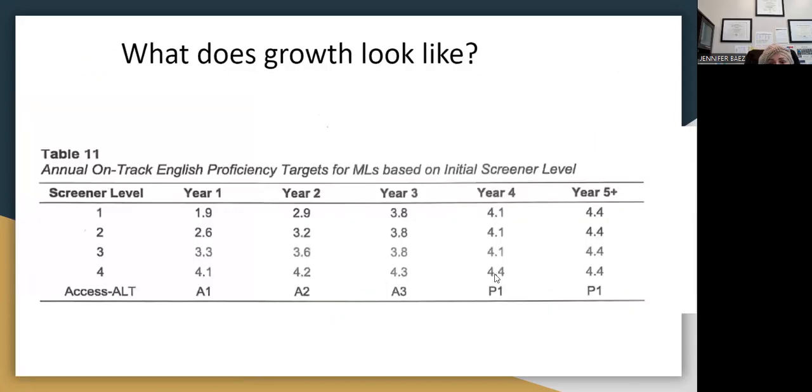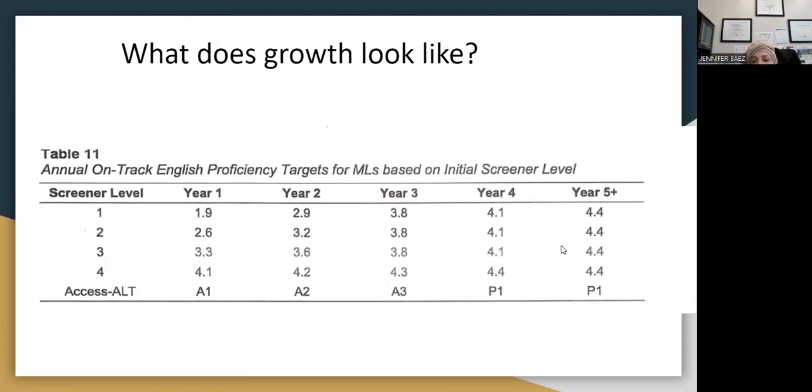So what does growth look like? For every student, it's a little bit different. Every ML student who enrolls in the US and completes a home language survey saying that they speak a language other than English will receive a screener by their ML teacher. So let's say you have a student who receives a 1, that means they have no previous English experience, and their goal for their first year in the country is a 1.9. Then you can see that every year it increases until they meet the 4.4 at year 5.